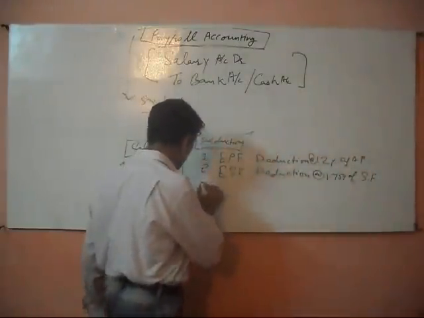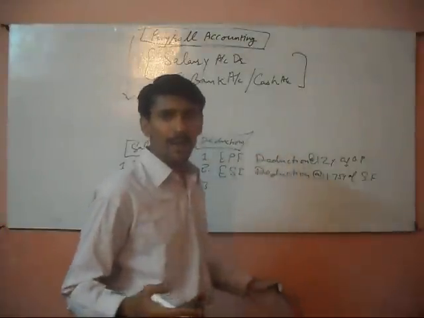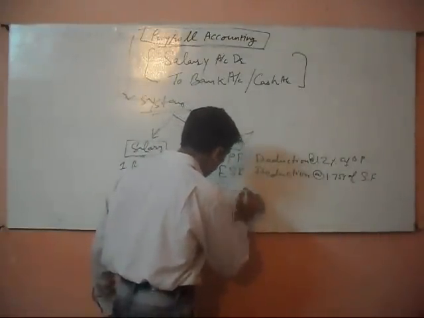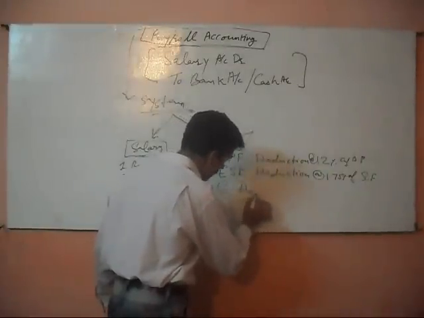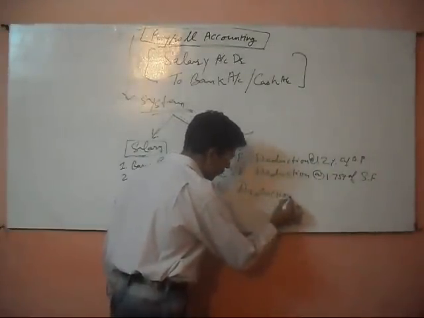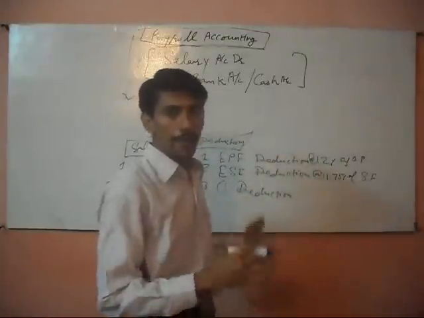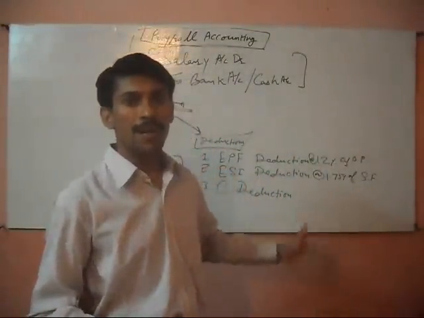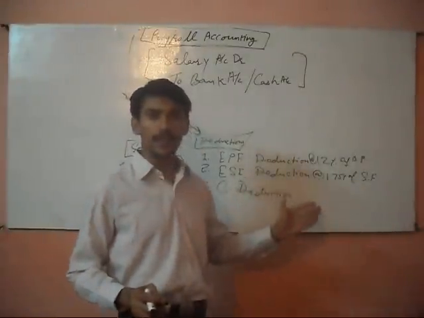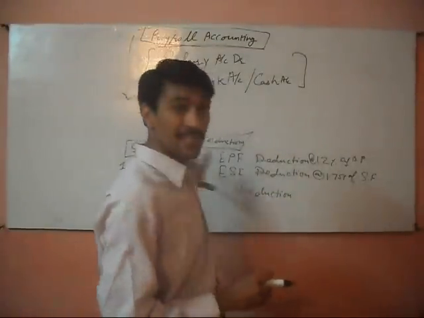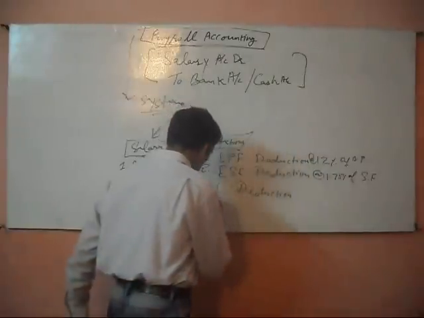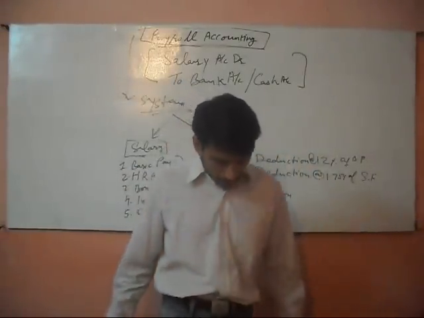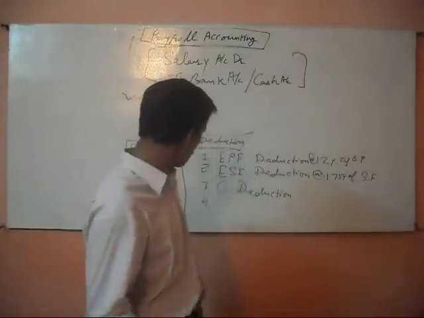And third, maybe canteen deduction, where the employer operates a canteen and the employee buys different things from that canteen and this amount is adjusted from his salary. And fourth is other deductions.